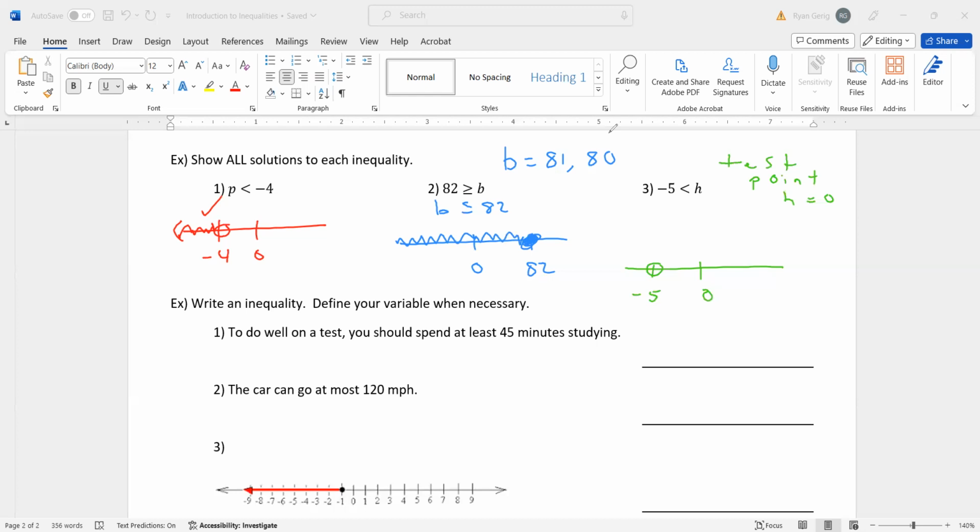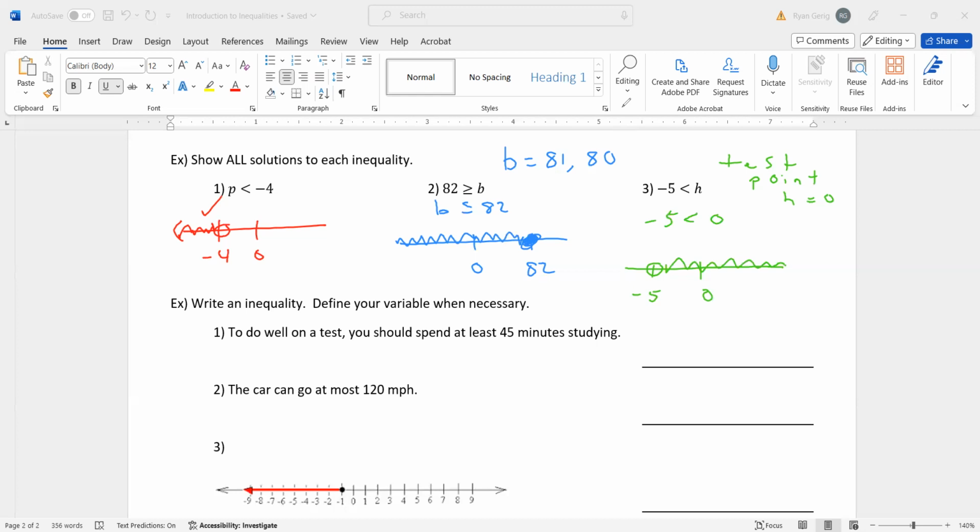So let's try it. -5 is less than 0. Is that true? Yes, it is. -5 is less than 0. So I'm going to shade towards 0. Okay. So I've shown you 3 ways to graph. Shortcut, that was number 1. Don't like that one. Number 2, think about numbers that work and shade that way. Or number 3, pick one point. If it's true, shade that way. If it's false, shade the other way.